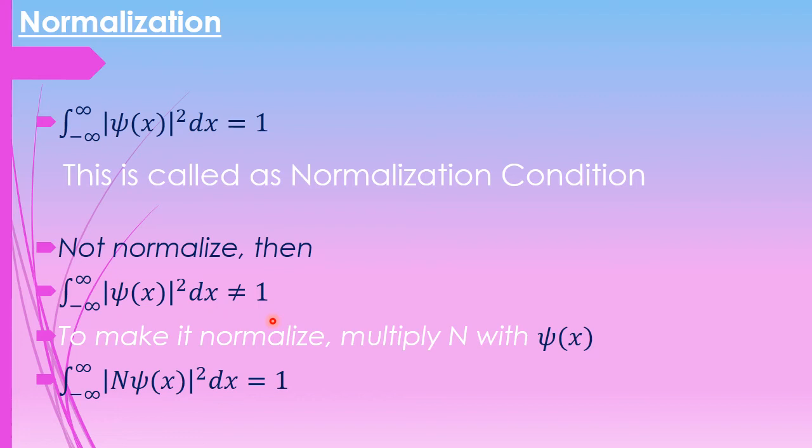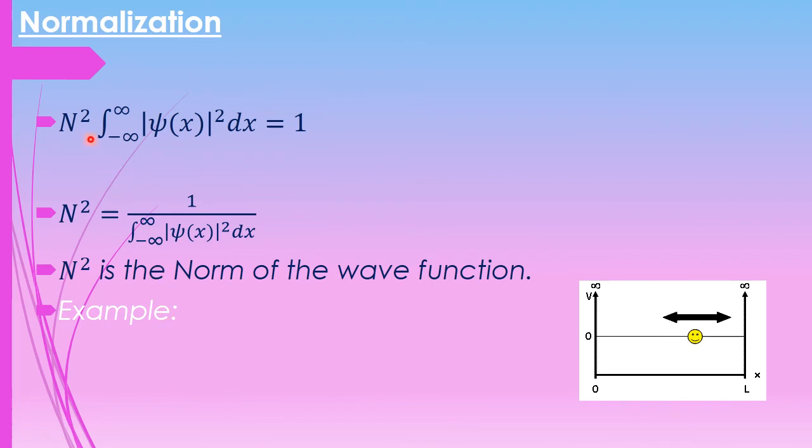To normalize it, we have to multiply the solution psi of x with a constant N, that is N psi of x. Here the integral from minus infinity to plus infinity of modulus N psi of x the whole squared dx is equal to, if we take N squared outside, N squared times the integral from minus infinity to plus infinity of psi of x the whole squared dx is equal to 1. So N squared is equal to 1 divided by the integral from minus infinity to plus infinity of psi of x the whole squared dx, where N squared is the norm of the wave function.